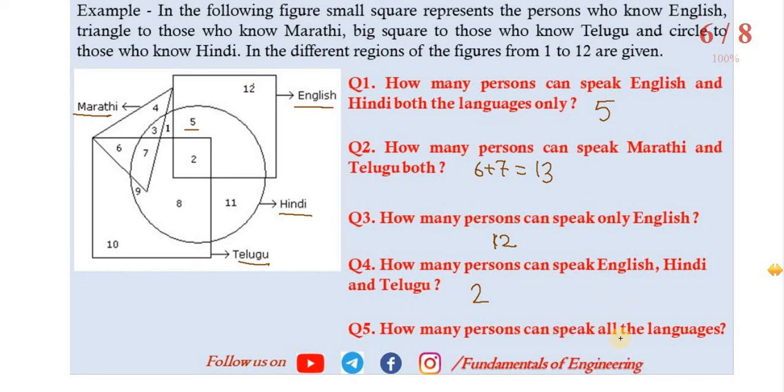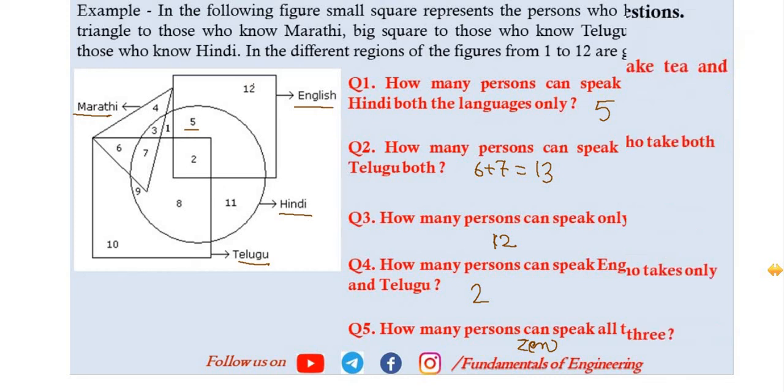Now how many persons can speak all the languages? Means the number which comes under the square, triangle, big square and circle. Is there anyone? You can't see any number coming there. So how many? 0. There are no persons who speak all 4 languages. This is one kind of example we have seen. So we got the answers. Hope you understood.